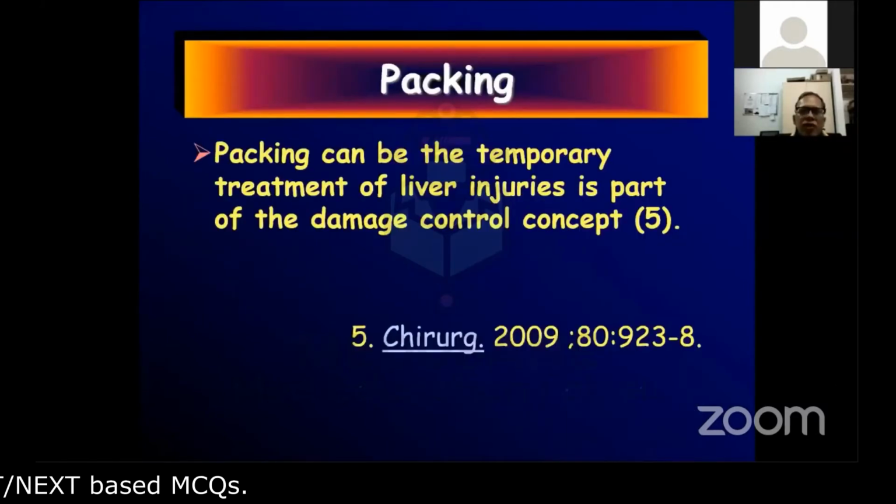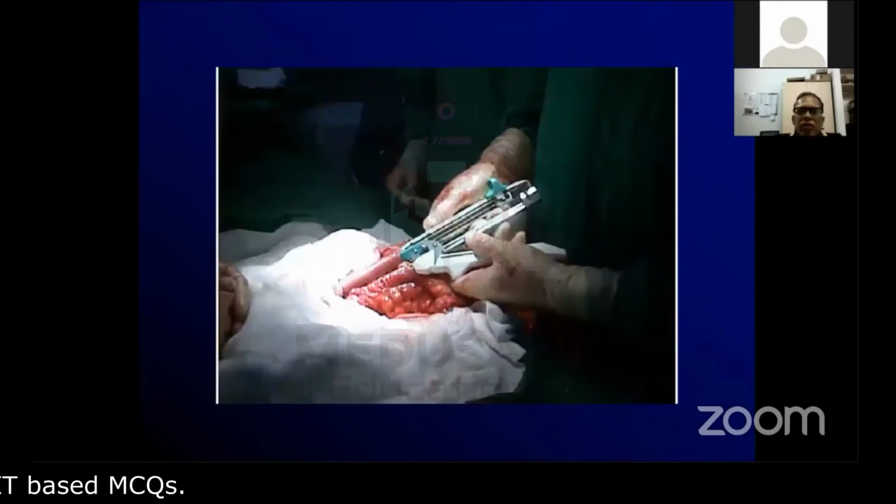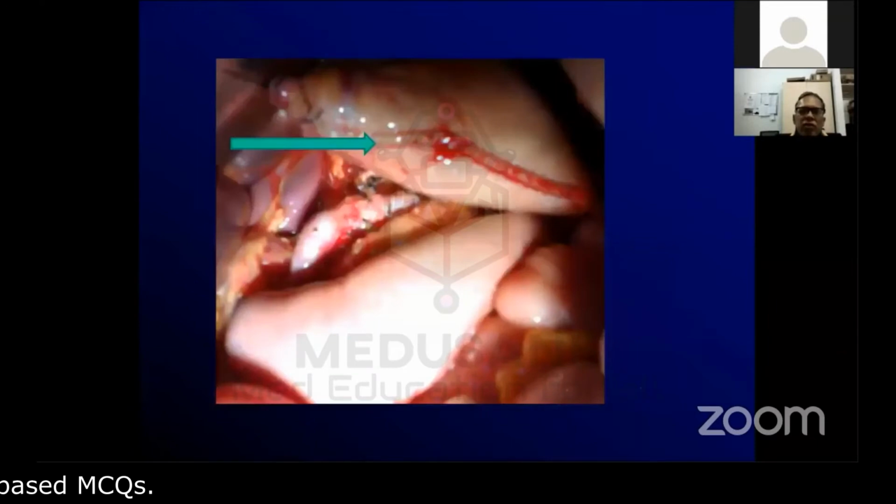Packing can be a temporary treatment for liver injury as a part of the damage control concept I've already told you. And this is one of the damage control surgeries: just ligate the bowel so the lumen is occluded. You use a stapler for quick closing of the bowel. This is a stapler, you can close the bowel.